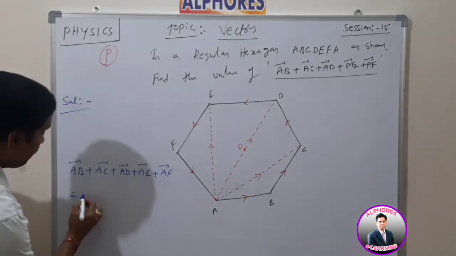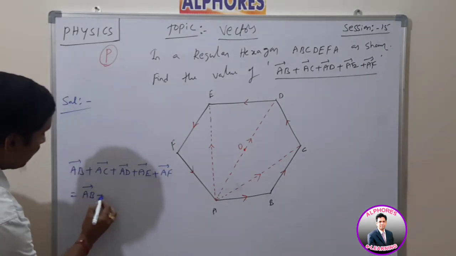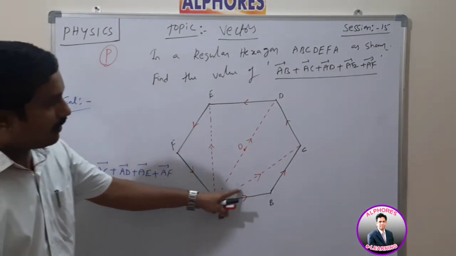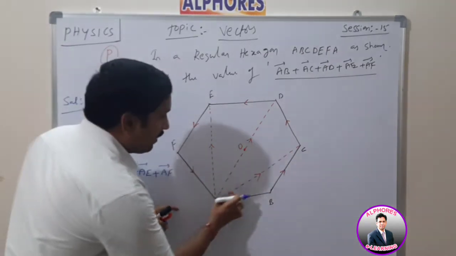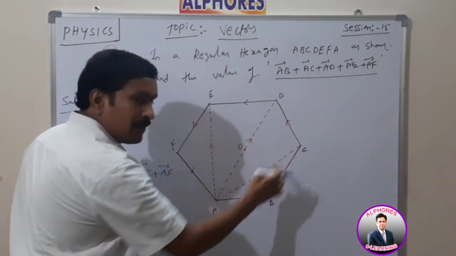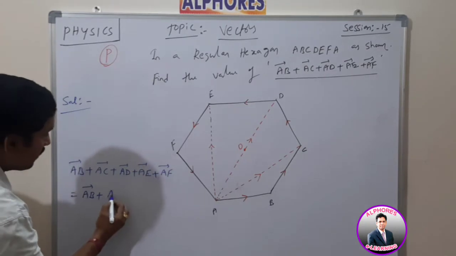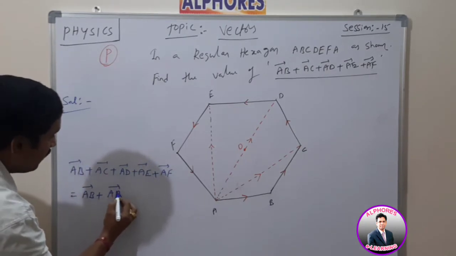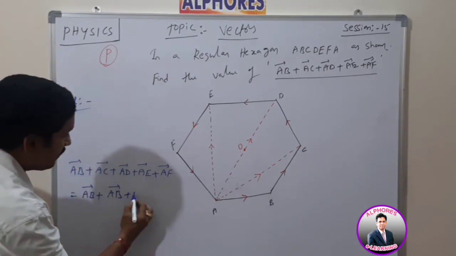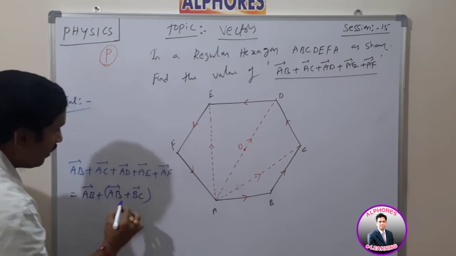Okay, listen carefully. So this is nothing but AB bar plus. Here AC bar can be represented by the sum of AB and BC. That means, according to the triangular addition of vectors, I have to write in place of AC bar, AB bar plus BC bar here. Are you clear?